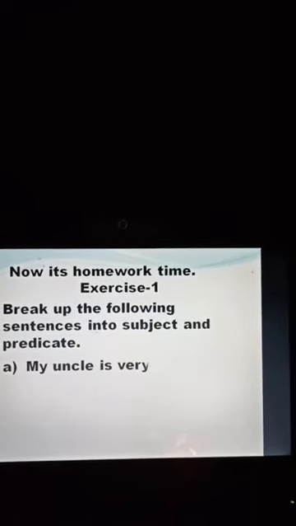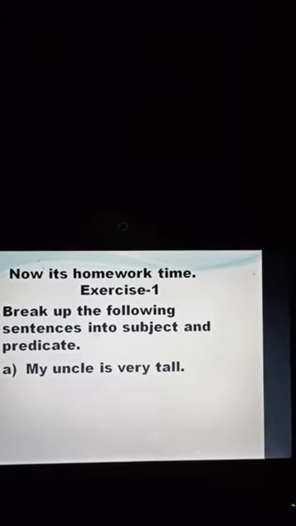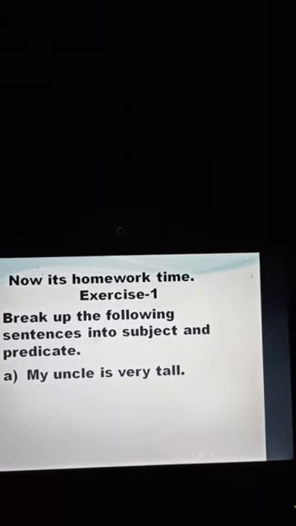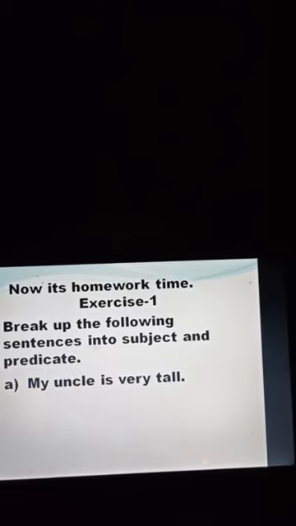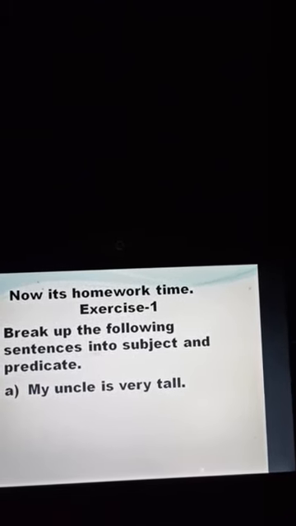The first sentence: my uncle is very tall. For the first sentence I will help you. My uncle is a pronoun, so it is the subject. Is very tall is the predicate.